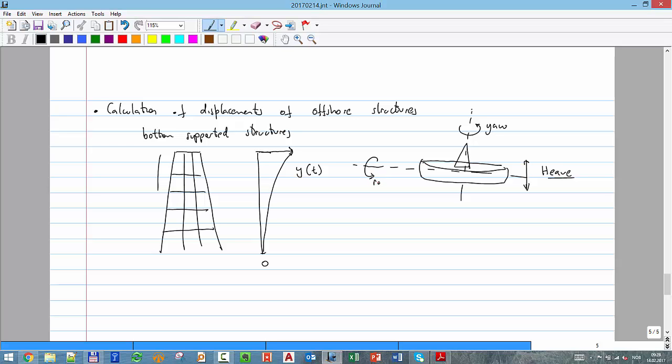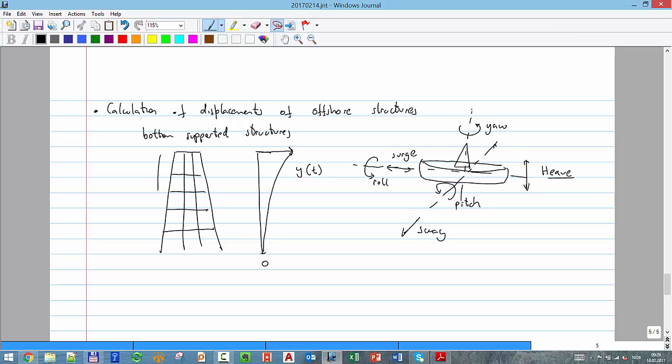No, that's called roll, sorry. And movement in that direction is called surge, forward and backwards. Then we have sway, which is if we displace in the lateral direction. And we also have rotation in that direction, which is called pitch. Very complicated. We can actually move in any direction.